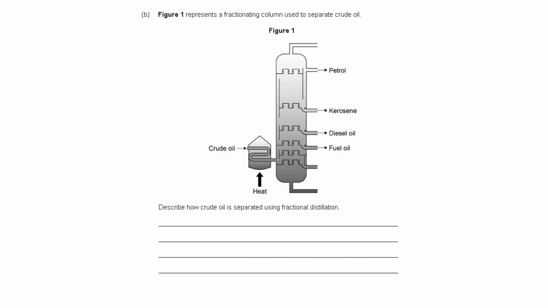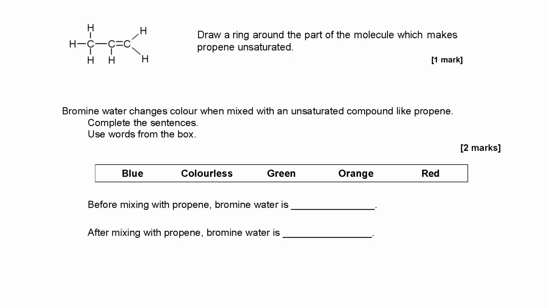Now if we look at our next question, we are being asked to draw a ring around the part of the molecule which makes the propene unsaturated. So it's unsaturated because it has a double bond, so that is this part here. Then the bromine water changes colour when mixed with an unsaturated compound like propene.